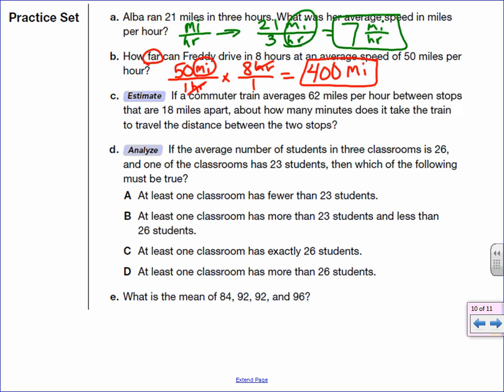If a commuter train averages 62 miles per hour between stops that are 18 miles apart, about how many minutes does it take the train to travel the distance between the two stops? So this is like the example problem where they were going 58 miles an hour, which is close to 60, which is 1 mile a minute. So 62 is also close to 60. So a mile a minute would mean they're going to go about 18 minutes. But since they're going faster this time instead of slower, it's going to be a little bit less than 18 minutes.